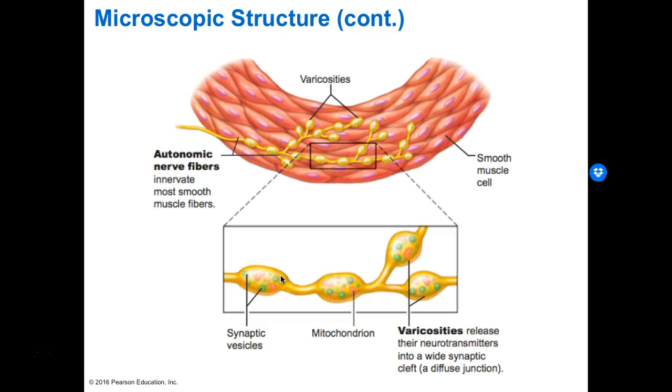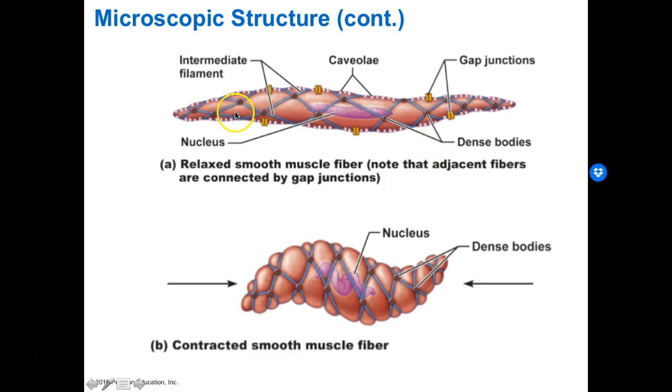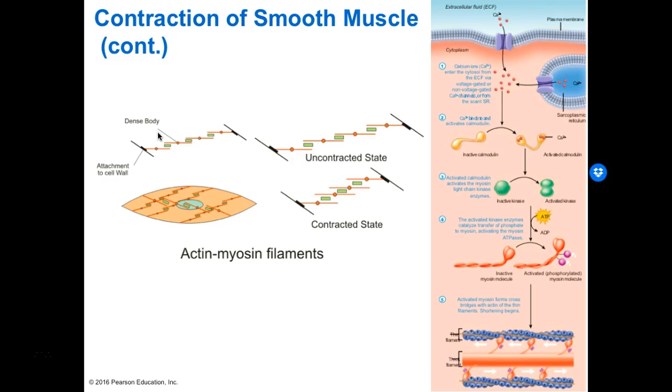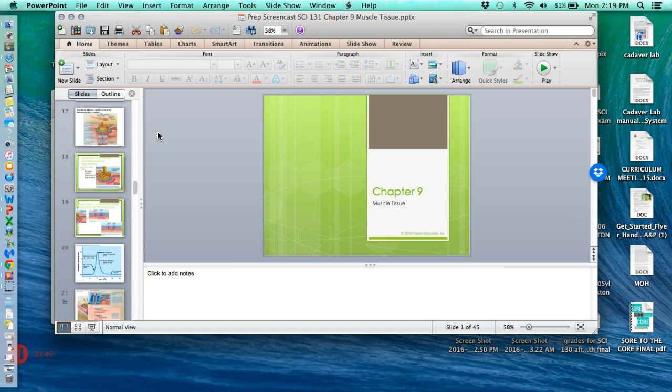Okay, also the nerve supply is going to be different in our smooth muscle. We're going to talk more about this in class, but we have things called varicosities, and these release the neurotransmitter in a wide synaptic cleft here. This is the microscopic look at smooth muscle. We'll talk about this in class too. And instead of having tropomyosin and troponin, we have something called calmodulin. It's going to contract a little bit differently too. We have a different setup of our actin and myosin.